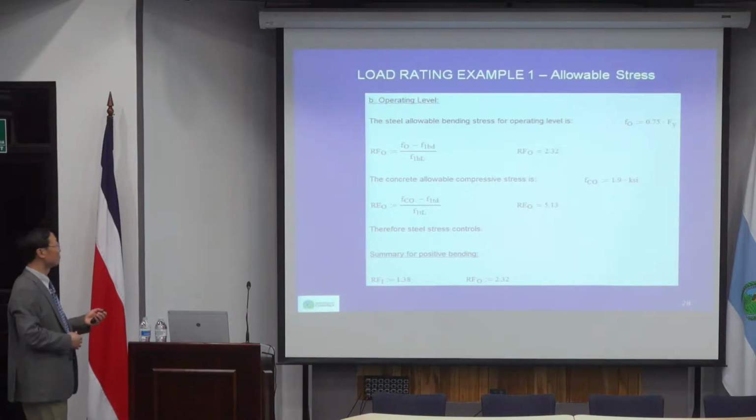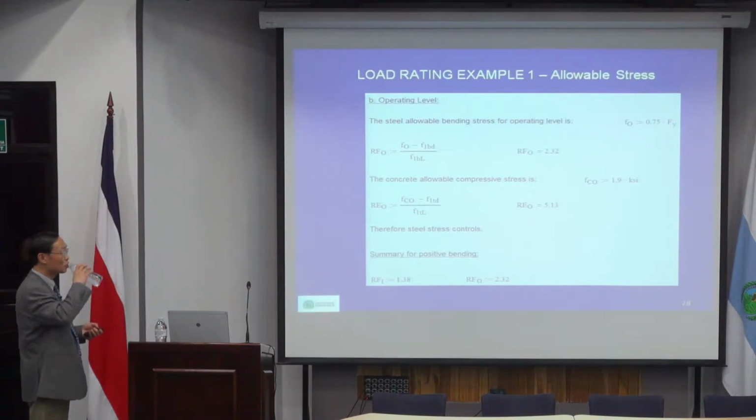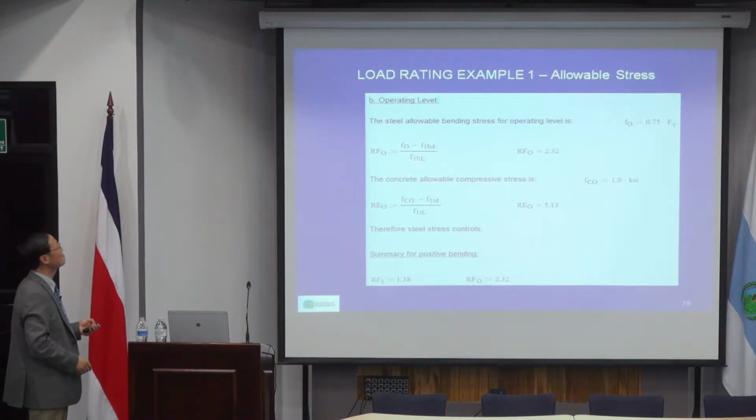And that's the operating level. Operating level, as I said, we lower the bar so that instead of 0.55 Fy, the allowable stress will be 0.75 Fy. So the dead load stress and live load stress are the same as before, but this allowable stress is bigger. So naturally, because this is bigger and the rest is the same, you get bigger rating factors. And the same is true for the allowable compression in the concrete.